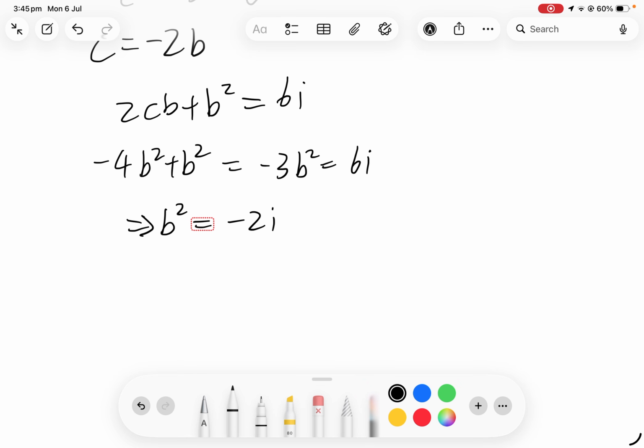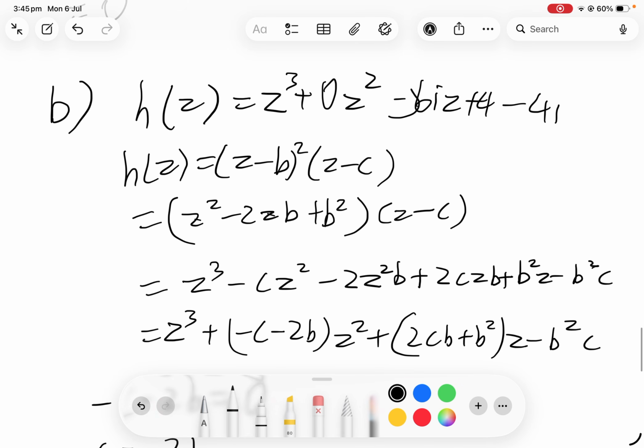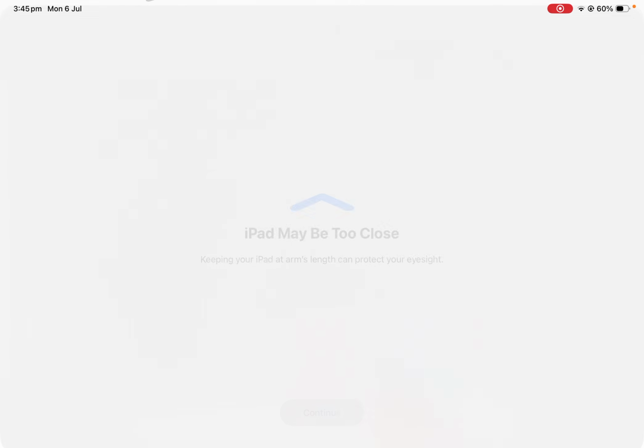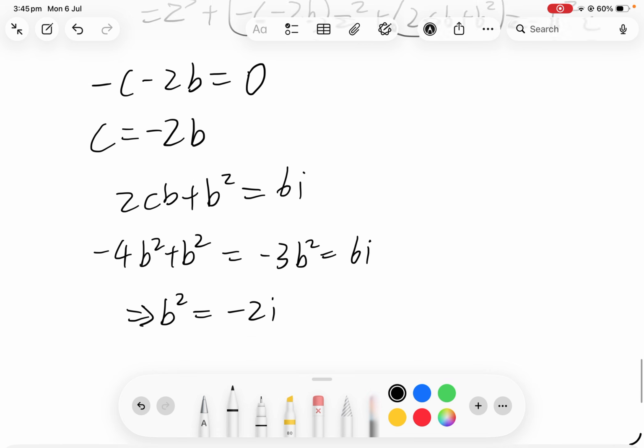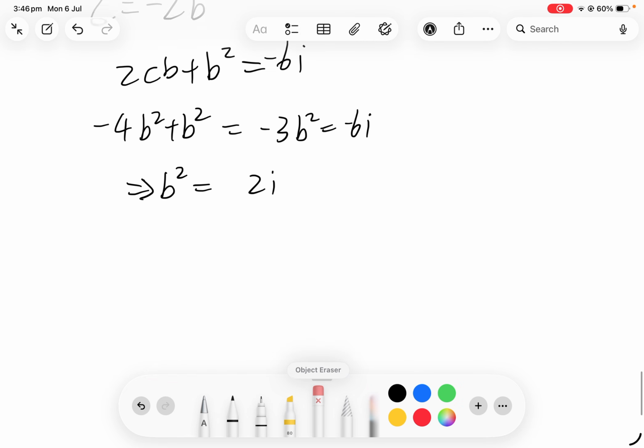B squared, let's see, b squared equals, where... Oh, it's a negative here. We missed a negative here. That's why I was like, this does not look right. It becomes another i, and then it's weird. Okay, well, that's positive.